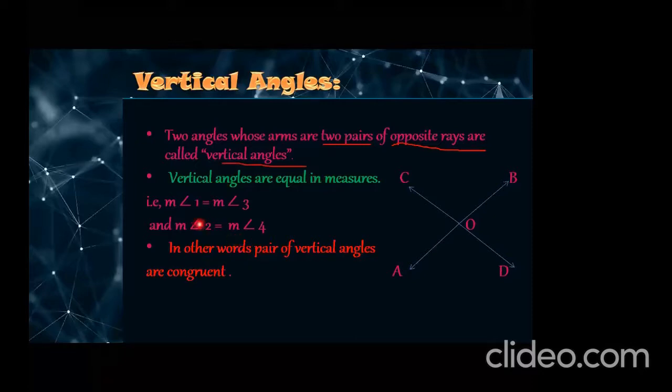Now, the measurement of angle 1 is equal to the measurement of angle 3. Which one is angle 1? This one. So this is angle 1 and this is angle 3. It is equal, right? This is angle 2 and this is angle 4, which is also equal. So a pair of vertical angles are equal. In other words, we can say that a pair of vertical angles are congruent, right?